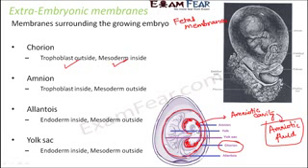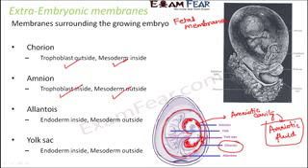Now if you talk about the composition of amnion, it is made up of trophoblast inside and mesoderm outside. That's quite obvious, right? Chorion had trophoblast outside and mesoderm inside. So whatever is on the inside of chorion will be on the outside of amnion, because amnion is present inside the chorion. So this region basically has mesoderm. So amnion has mesoderm outside and trophoblast inside.